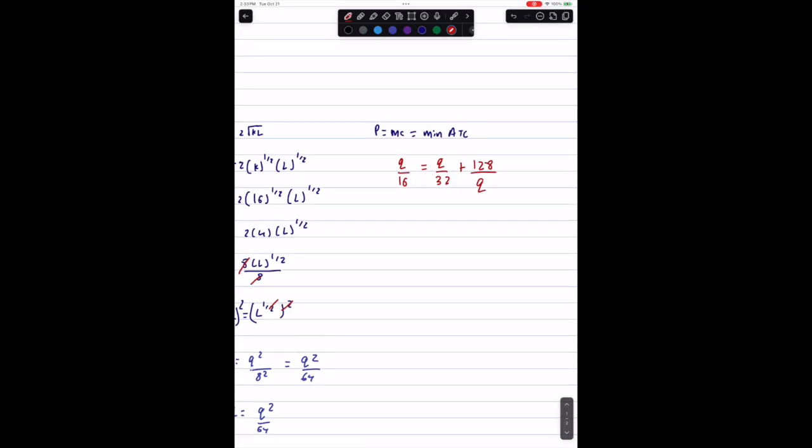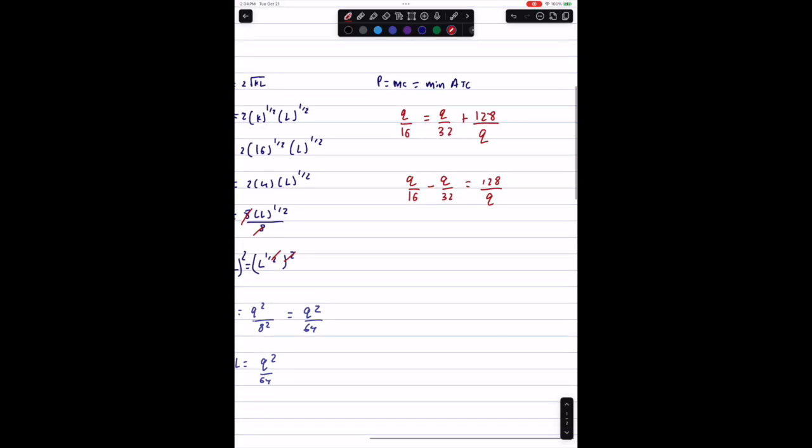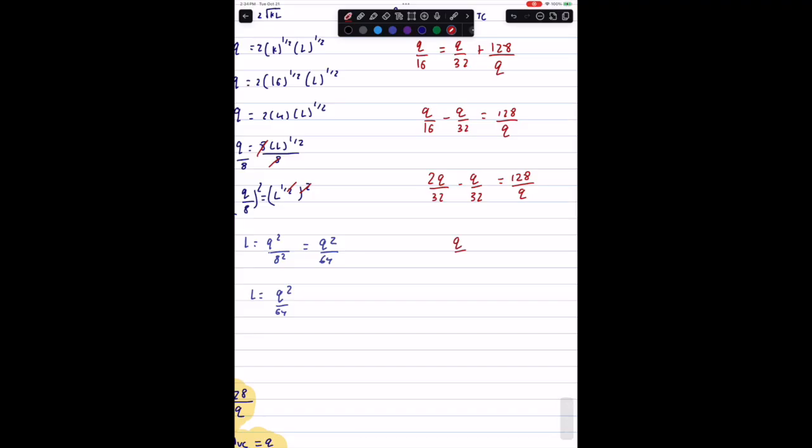Now we have to solve for Q. How are we going to do this? We're going to bring this Q over. We're going to have Q over 16 minus Q over 32 is equal to 128 over Q. We know we have to multiply this fraction, Q over 16, by 2, so we can have the same denominator. So 2Q over 32 minus Q over 32 is equal to 128 over Q. We know then that Q over 32 is going to be equal to 128 over Q.